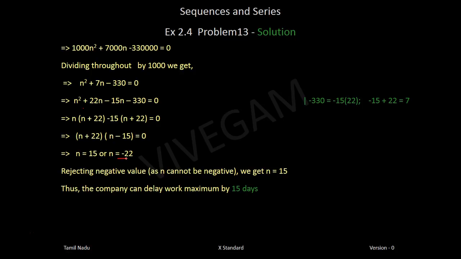But this is not possible because n cannot be negative. It can be only positive, right? So n is 15. So we have to take n equal to 15. Thus the company can delay maximum by 15 days, because 15 days itself will come to that 1,65,000 which they have budgeted. If they go for the 16th day delay, they will exceed that budget. So maximum they are allowed to delay by 15 days.